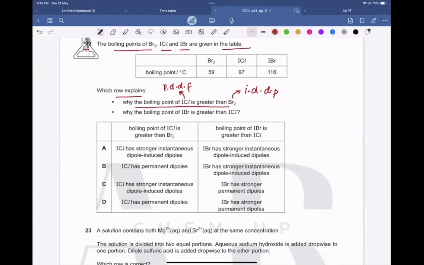Further, why the boiling point of IBr is greater than ICl, and it is due to the more number of electrons, because both have a permanent dipole.